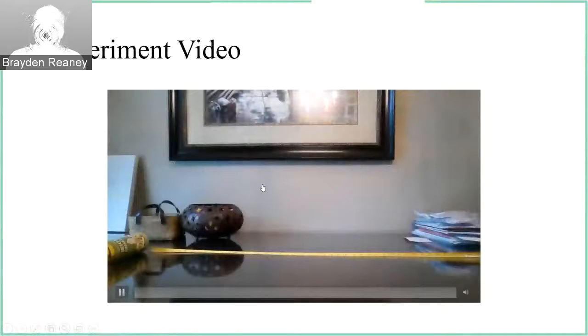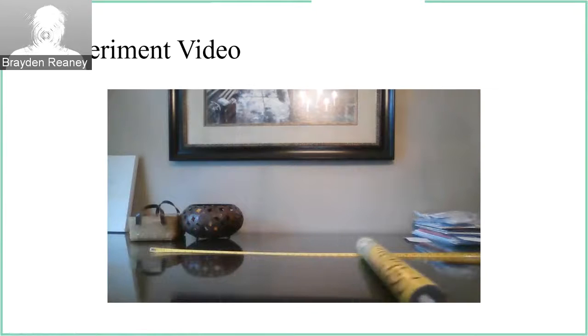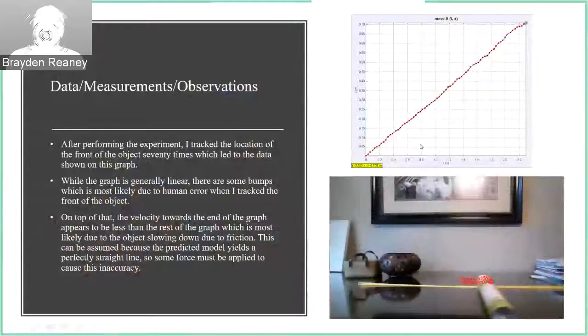And here is my video. I used an elongated tube, a Warheads 2, that I found. I chose to use that. After performing the experiment, I tracked the location in front of the object 70 times with a camera that was 30 frames per second, which led to the data shown on the graph.